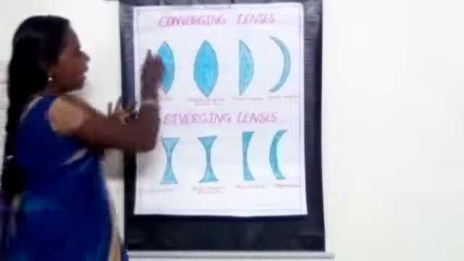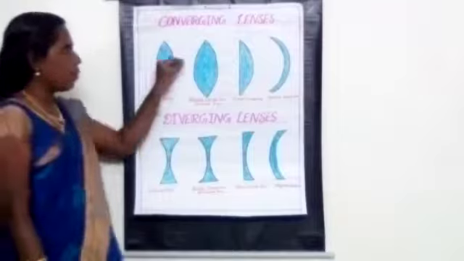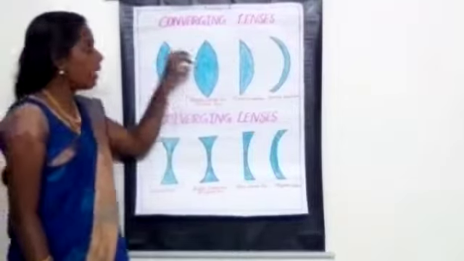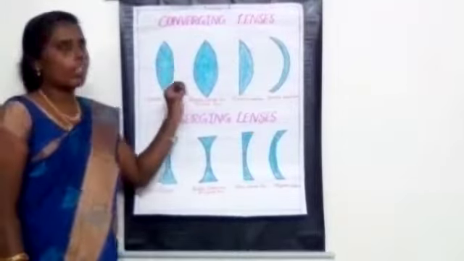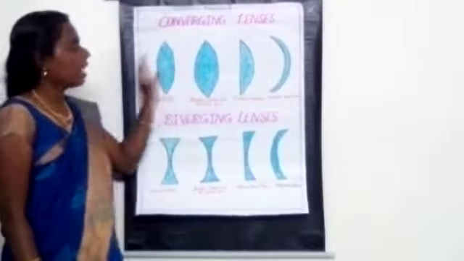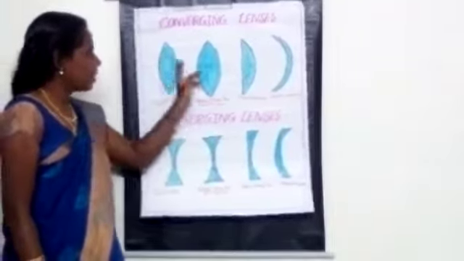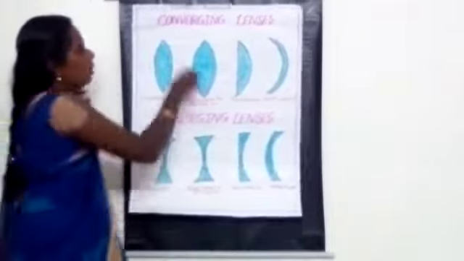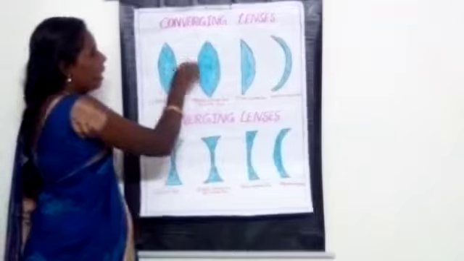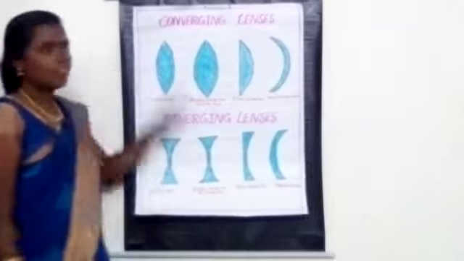lens, all the light rays after refraction will meet at one particular point. It will converge at one particular point. So we are calling this the converging lens. All the light rays after refraction through this convex lens will meet at one particular point, so it is called the converging lens.